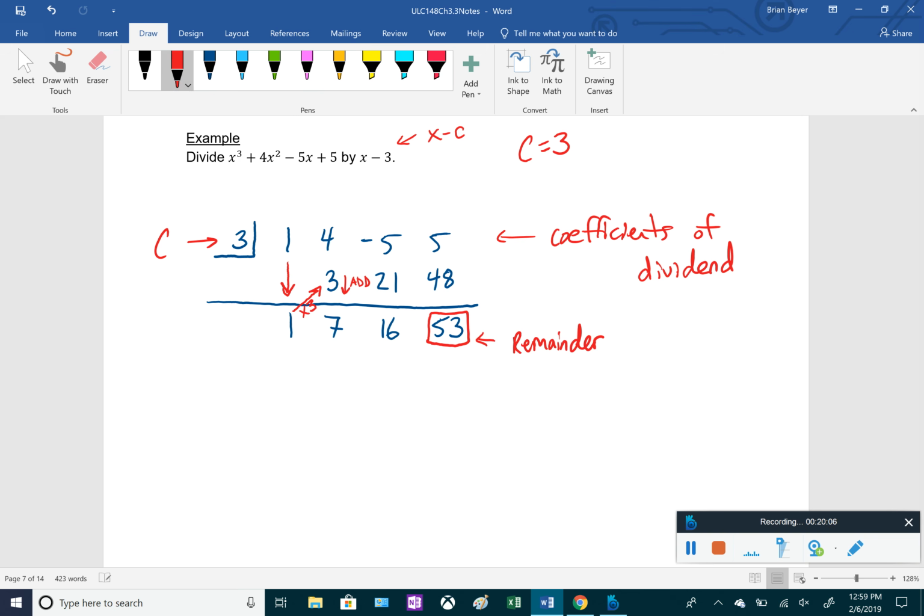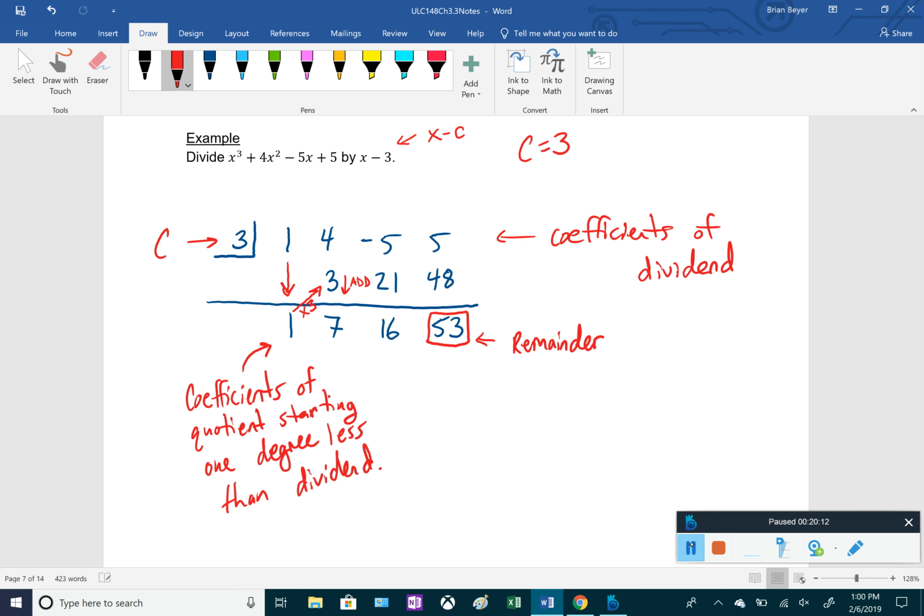So that's the remainder. These numbers right here represent the coefficients of the quotient starting 1 degree less than the dividend. So our dividend here was a cubic. It was x cubed. That means our quotient is going to be x squared. That's because we're dividing by something in the form x plus or minus a number. So we're dividing by an x. So it's going to be 1 degree less than.